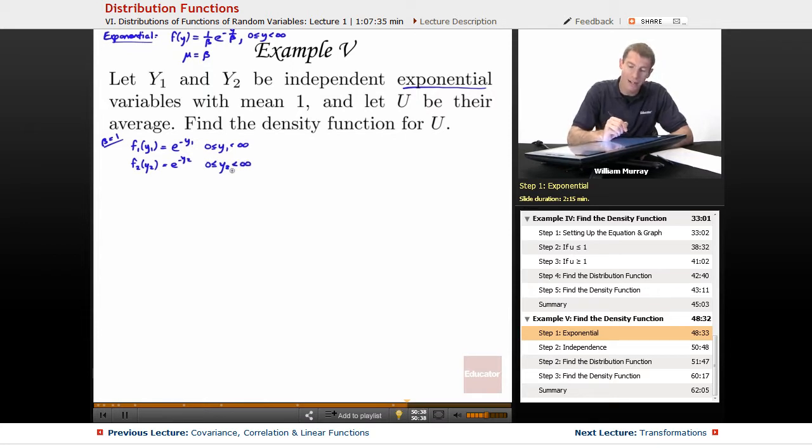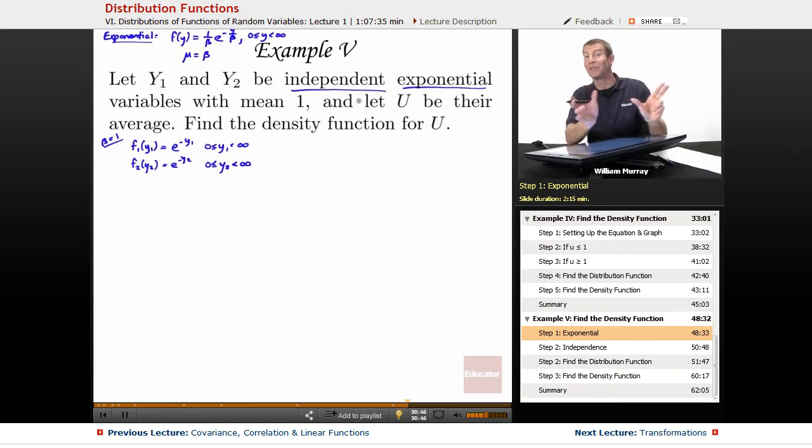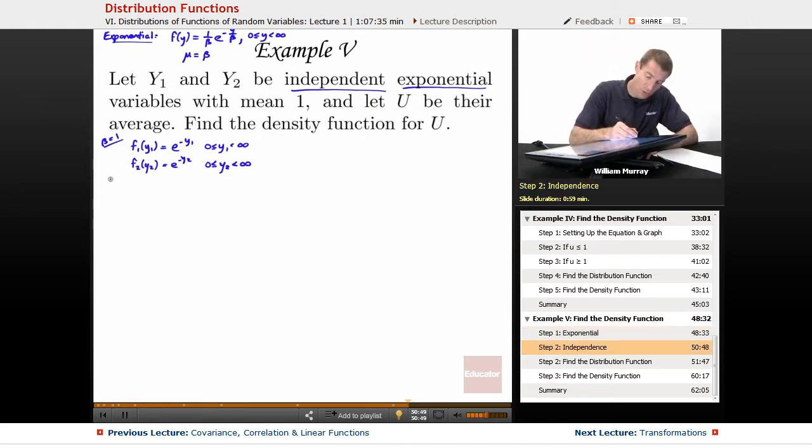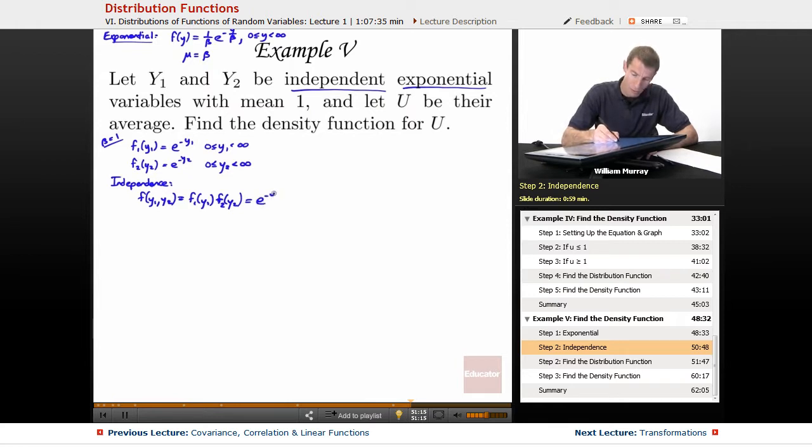And what we are told here is that these variables are independent. What that means is that the joint density function you get just by multiplying the two individual density functions. So using independence, f of y1, y2, the joint density function, you get by multiplying the two marginal density functions, f1 of y1 times f2 of y2. And so that's e to the negative y1 times e to the negative y2.